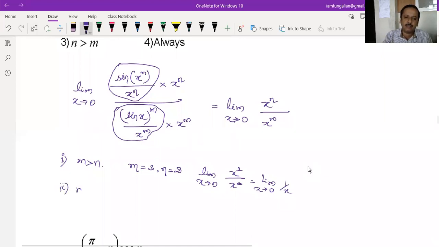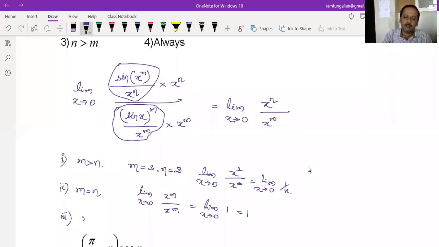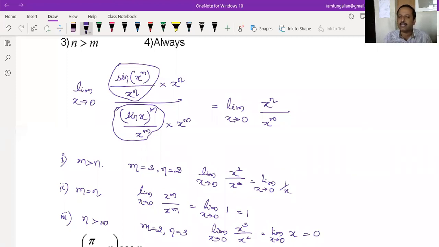Second option, if I take m is equal to n, then these two get cancelled, you will get limit x tends to 0, x power m by x power m. That's equal to limit x tends to 0, 1. That will be equal to 1. But we want 0. So third case, what they have given, n greater than m. So let me take m is equal to 2, n is equal to 3. If that is the case, then we get the limit x tends to 0, x power 3 by x square. That means limit x tends to 0, x will remain. This will be equal to 0. That is the answer. n greater than m is the answer.